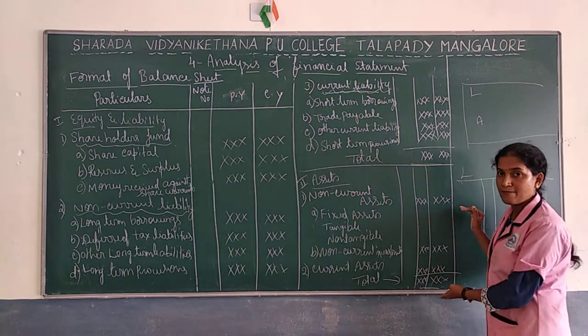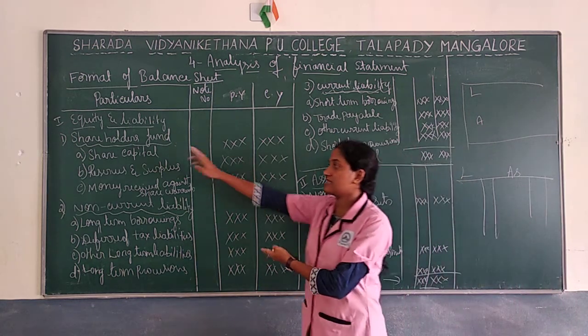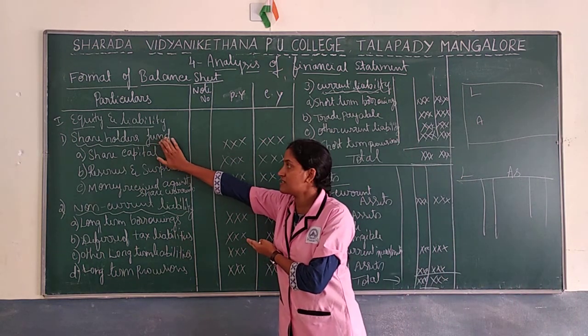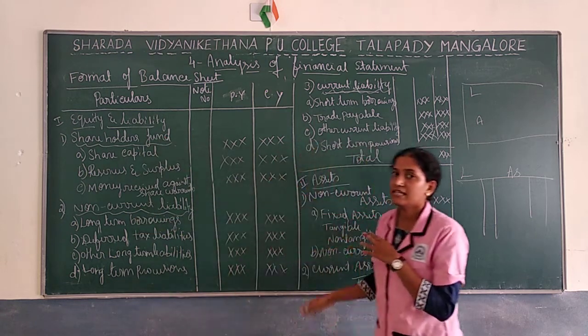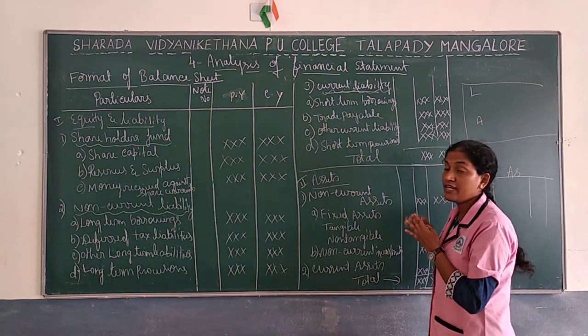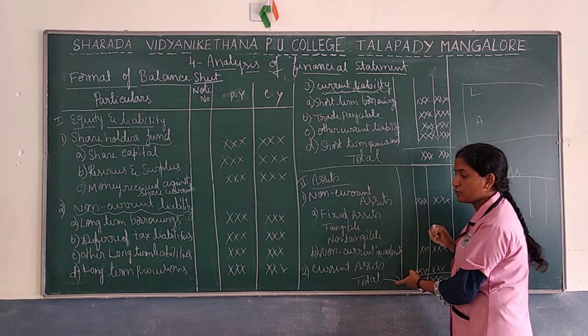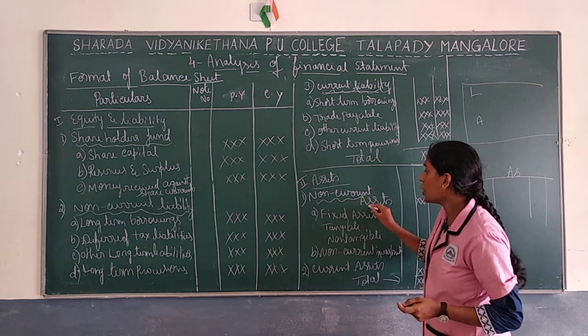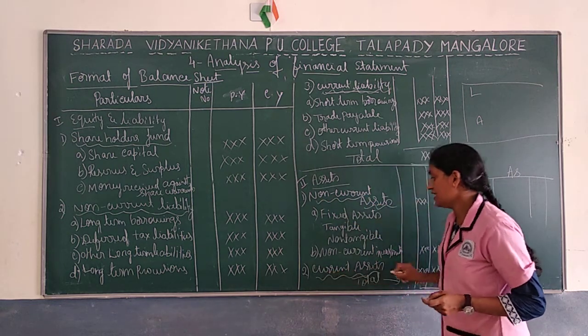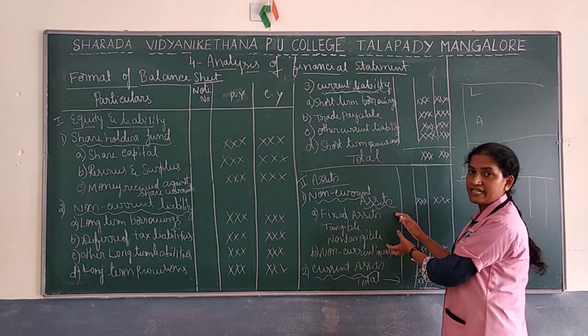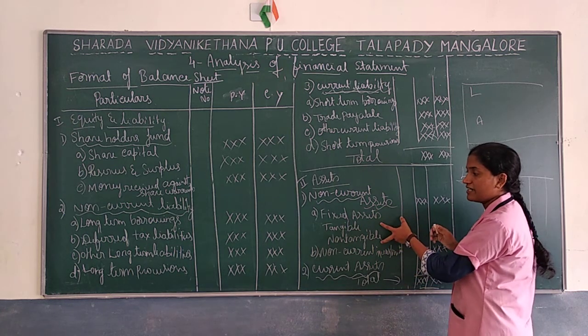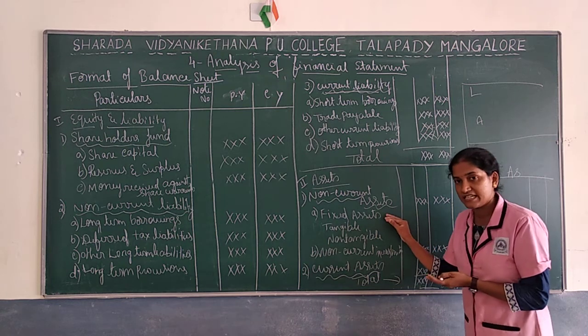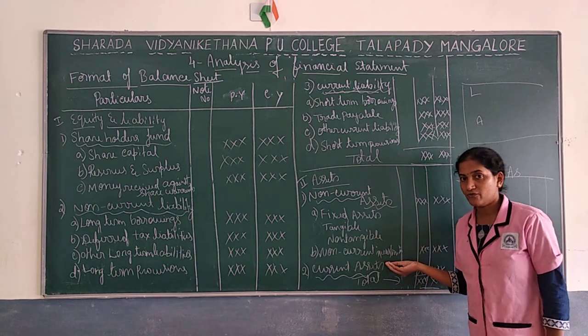Next you have the liability. Liability is divided into 3 parts: shareholders' fund, non-current liability, as well as current liability. Whereas assets are divided into 2 parts: non-current assets as well as current assets. Non-current assets are again divided into 2 parts: fixed assets as well as non-current investments.